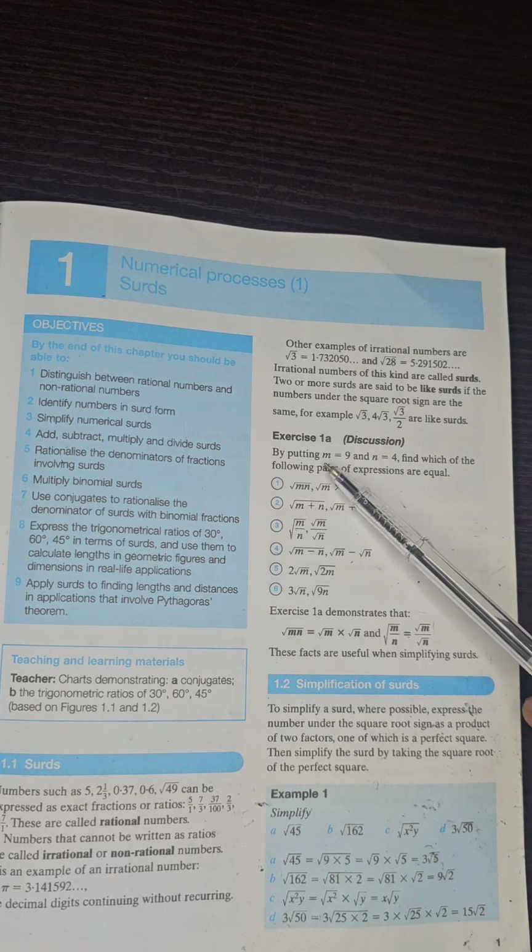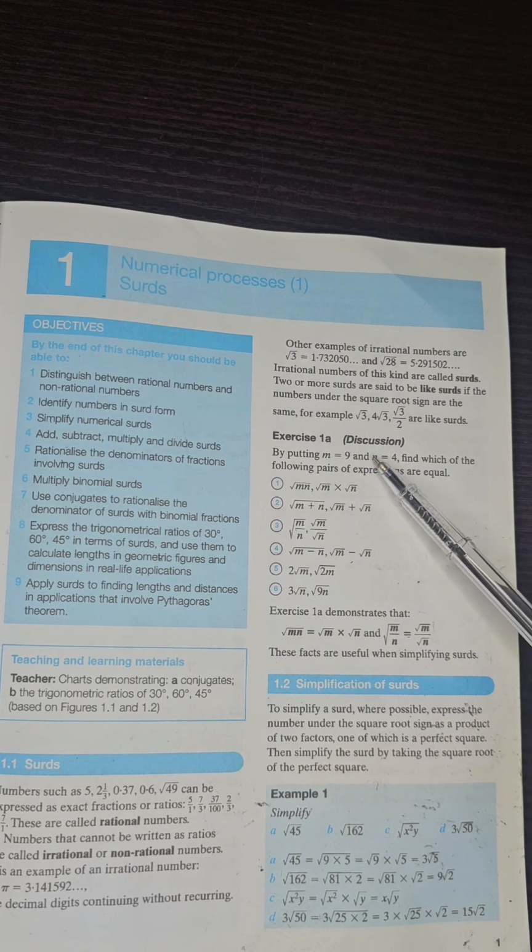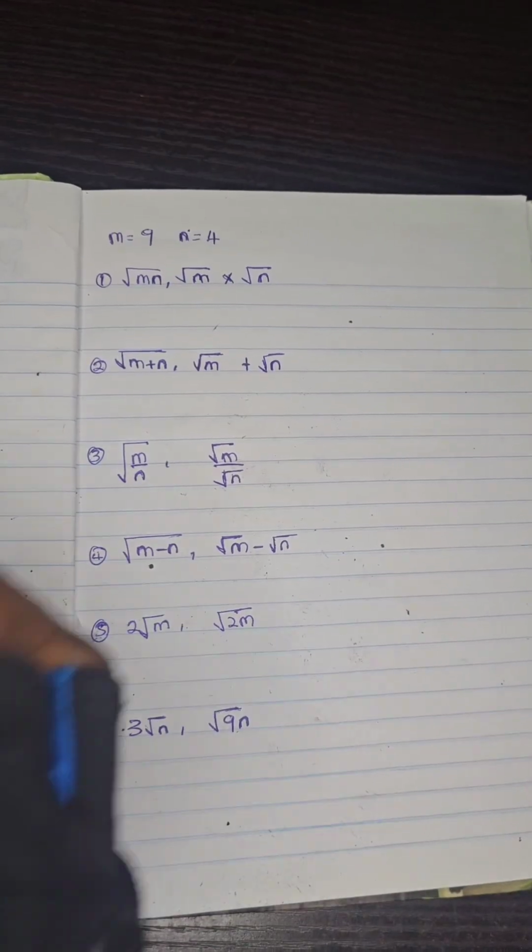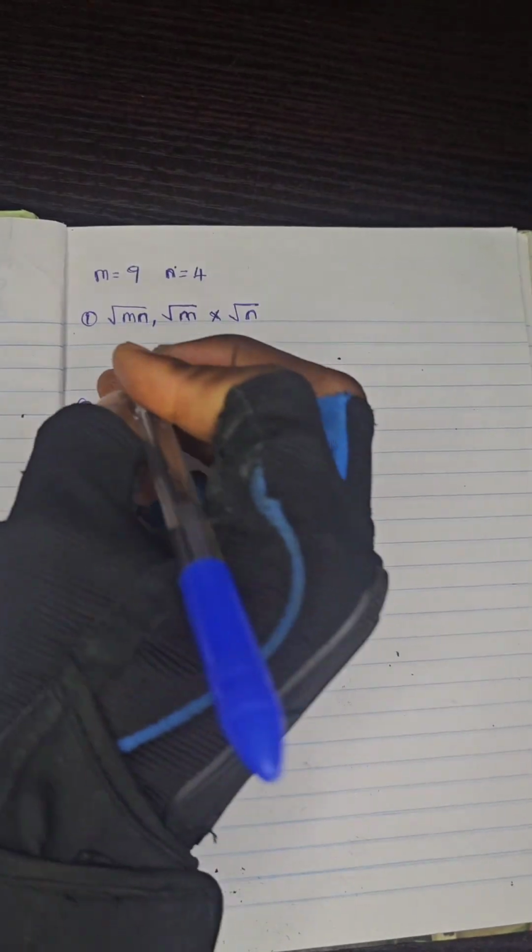So these are the expressions we are given, and we are being told to use m as 9 and n as 4, and check all through to find which of them is correct. So we are going to do that now. This is just introductory. We are heading to Surds. So this is the exercise.